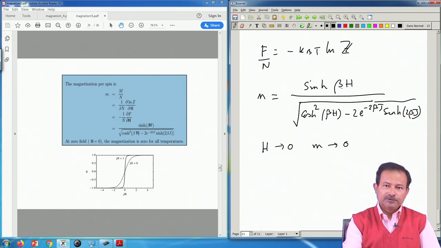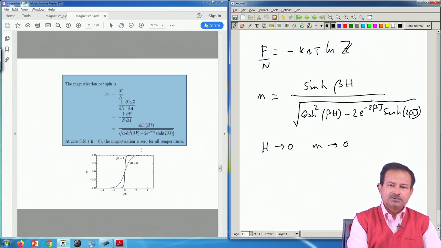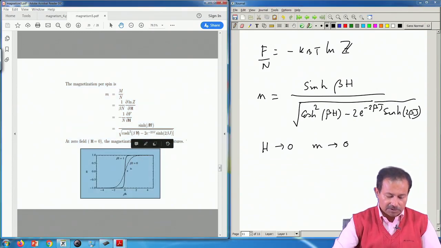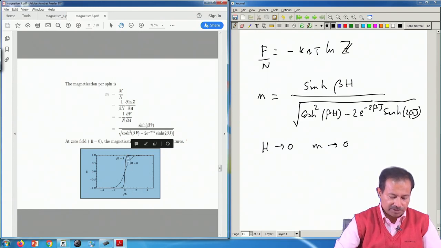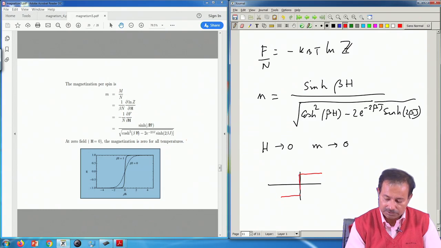Remember, as beta goes to infinity, of course, this will not work, and that is exactly what happens at T equal to 0. Only at T equal to 0 will you find a finite magnetization. At any other T, you can see that, so this is beta J non-zero, the dashed curve is for any non-zero beta J, and this curve is for when T goes to 0. This straight line will become a vertical line at beta equal to infinity. At any finite temperature, it will be like this.